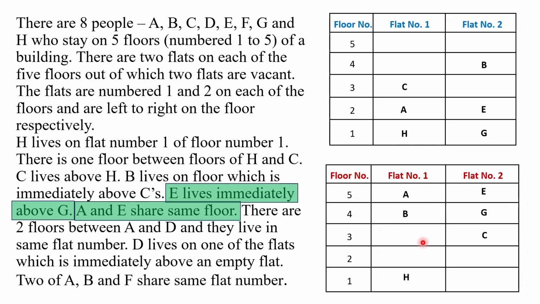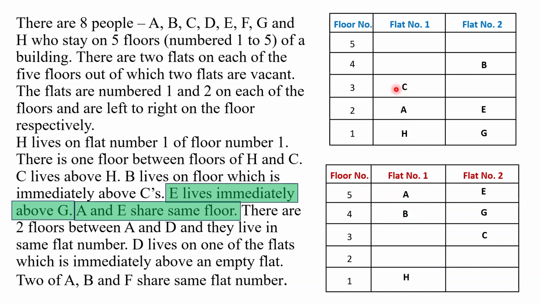Now next it is given here that D lives on one of the flats. There are two floors between A and D and they live in same flat number. So there are two floors between A and D and the flat number of A and D is same.